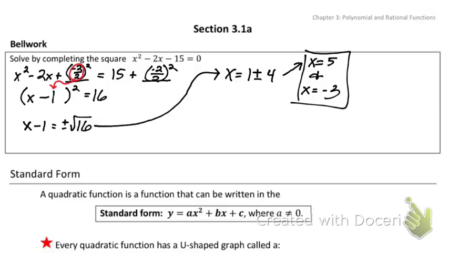What I'm more concerned about completing the square right now is this right here. This x minus 1 squared. All right, but we're going to use that later on. The beginning of this whole section here is we're going to talk about quadratics.